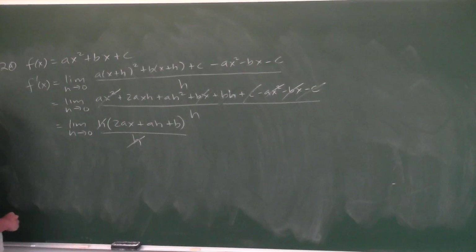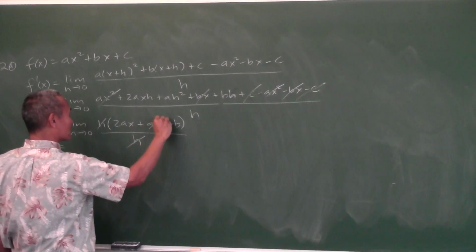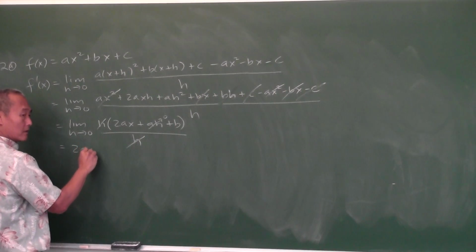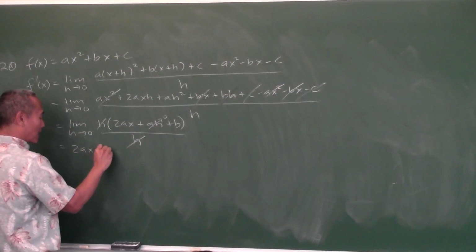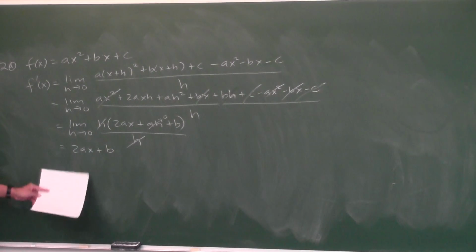These cancel out. Now, can I plug in 0 for h? What happens when I plug in 0 for h? This goes to 0. So what's left? 2ax plus b. That's the derivative.